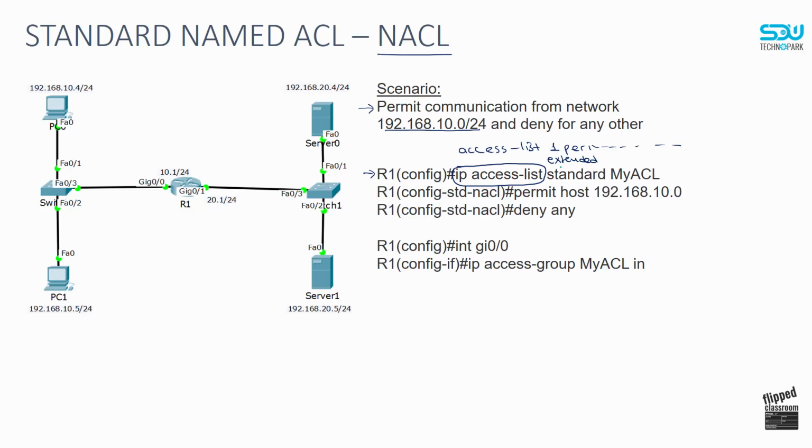When you type ip access-list, afterward you have to type standard or extended, and then you have to create the name for that ACL. For example, this ACL name will be myACL, and then you enter the standard NACL. Afterward you can say permit host this and deny any, and that's it. And the other part is ip access-group: instead of writing a number, you just write the name of the ACL.